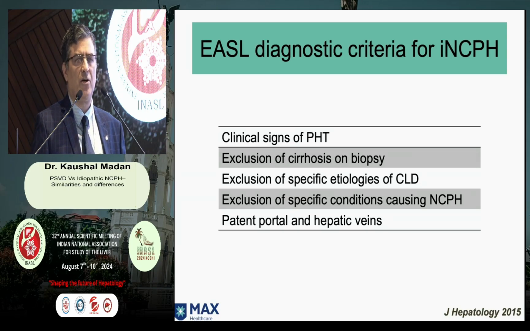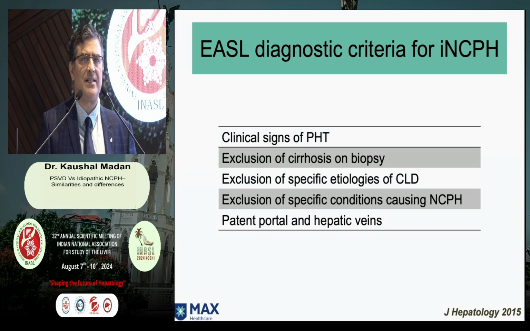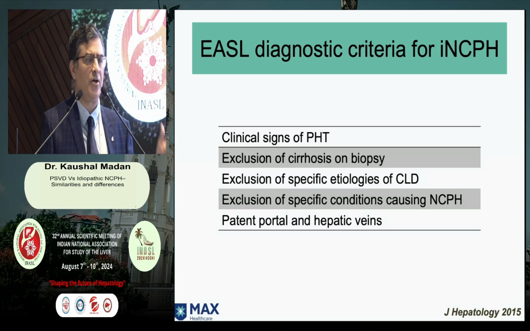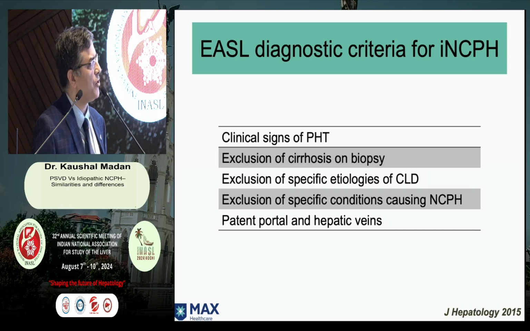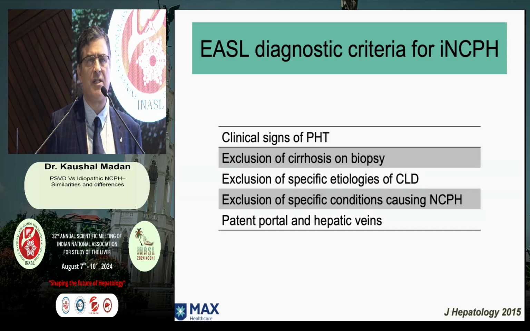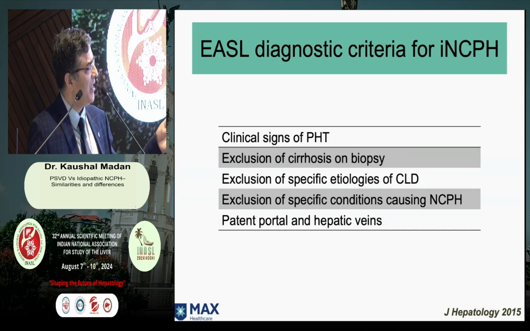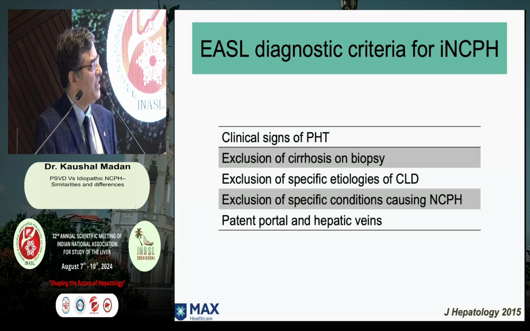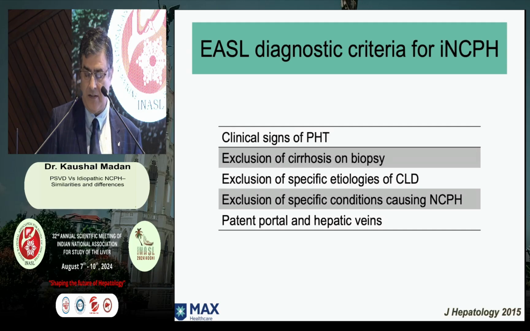Exclusion of specific etiologies of CLD. So if the person has hepatitis B along with this, INCPH is out, the patient has chronic hepatitis B. Exclusion of specific conditions causing non-cirrhotic portal hypertension, and patent portal vein and hepatic vein. So if you have a portal vein thrombosis, that is EHO, then you cannot call this patient INCPH. So these were the parameters used to define INCPH by EASL.